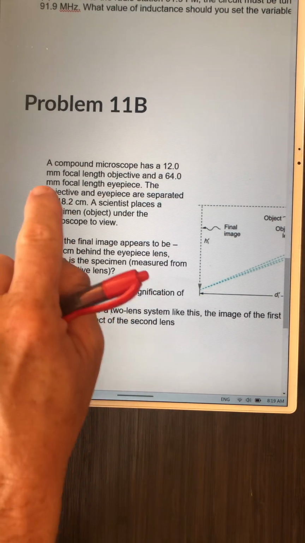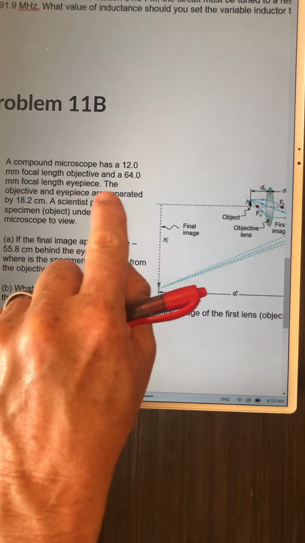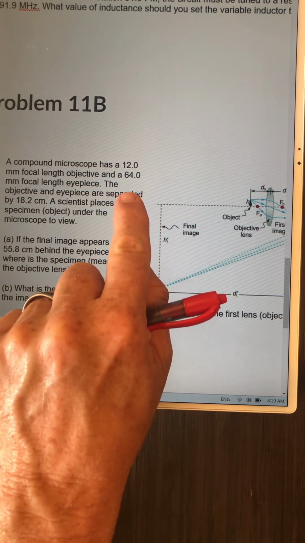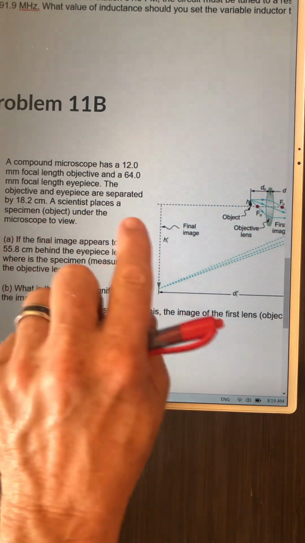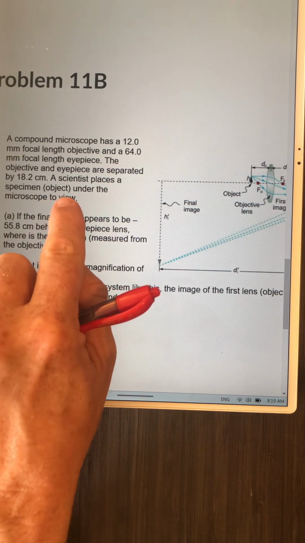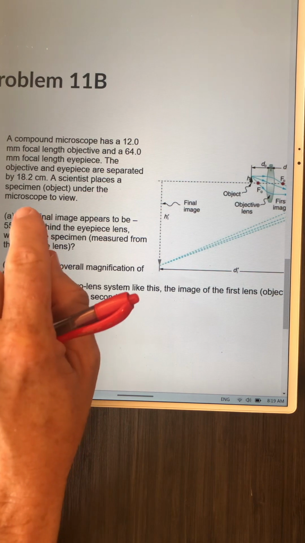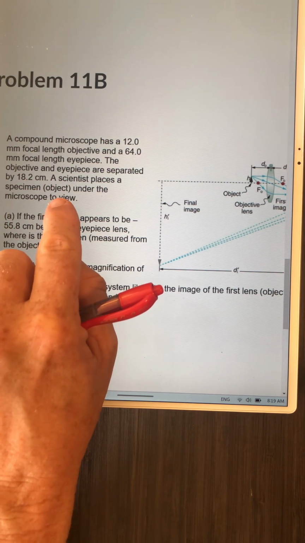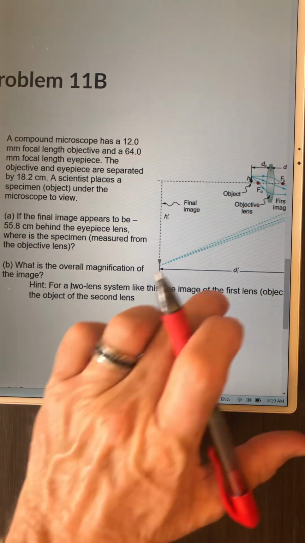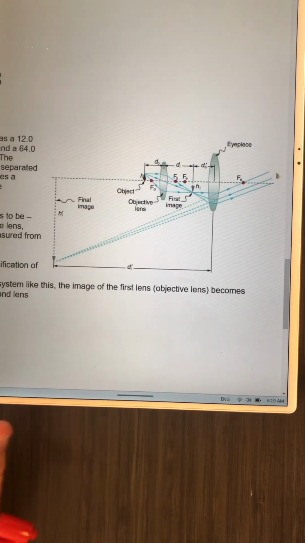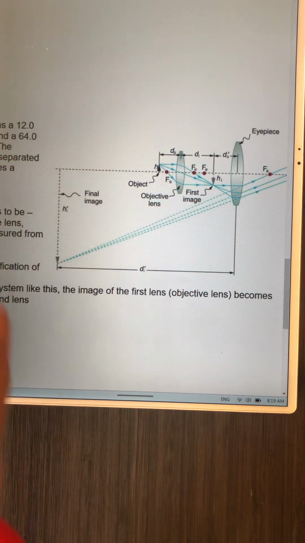And so what we're going to do is make a compound microscope, and it has a 12 millimeter focal length for the objective lens and a 64 millimeter focal length for the eyepiece. The objective and eyepiece are then separated by 18.2 centimeters, and the scientist places the specimen, which now becomes the object, under the microscope to view it. I know this can be a hard one, so I'll put the image from the book, maybe this will help you guys.